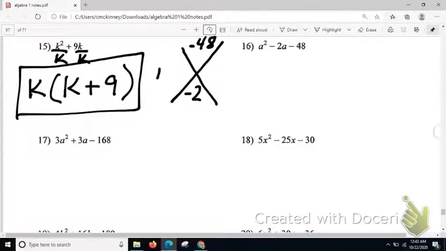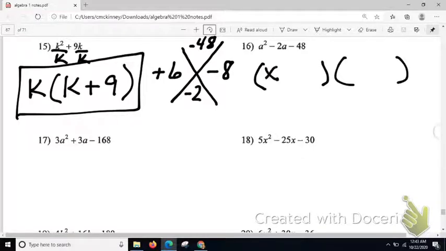Well, there'd have to be 1 plus and 1 minus because they're different. And the minus has to be bigger, so this would be the negative 8 and the positive 6. And then this is, it's not x though, how about a plus 6 and a minus 8.